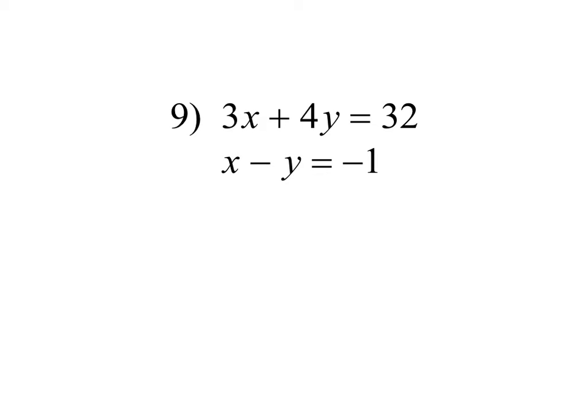So we want to get this to be a negative 4. So what do we have to do to it to make it? It's already negative, but we need that 4 in here. So what do we have to do to it? Multiply by 4. So if we multiply the y by 4, we have to multiply everything by 4. So our new second equation is 4x minus 4y is equal to negative 4.